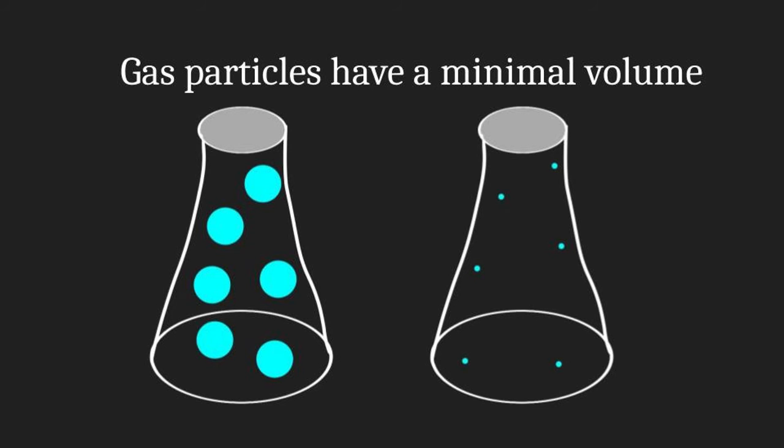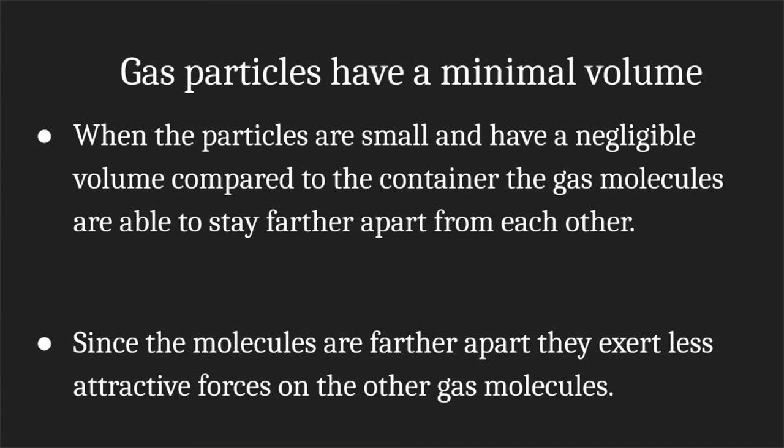Next, we're going to talk about the volume of the gas particles. On the left, we see that the gas particles take up most of the space in the flask and have very small distance between them. While on the right, the particles are small and are able to stay very far apart. So the situation on the right models an ideal gas because the particles have a negligible volume compared to the container and can stay far apart.